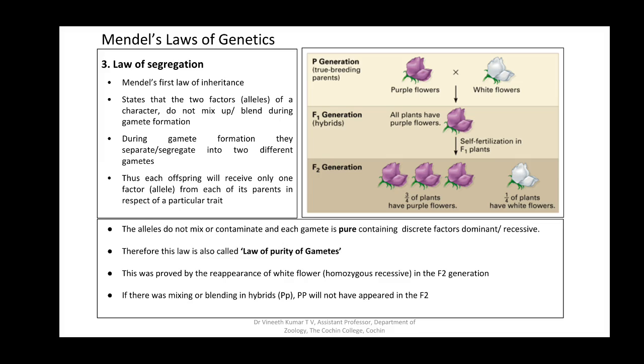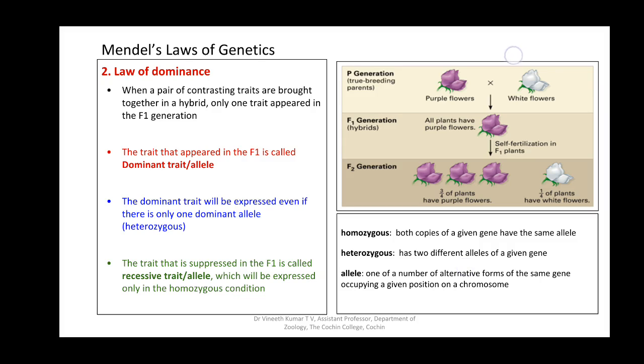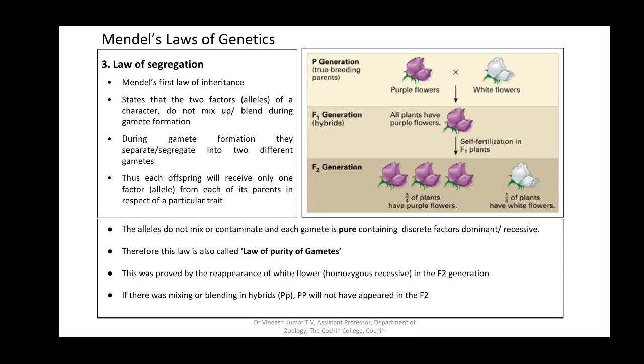And now we are going to discuss the third law, which some authors consider the first law of Mendelian inheritance. It was proposed on the basis of the monohybrid as well as the dihybrid process. So we are going to discuss the third law of Mendelian inheritance, which is the law of segregation.